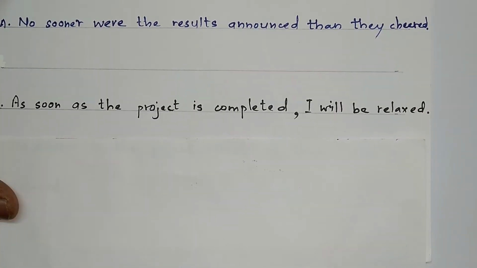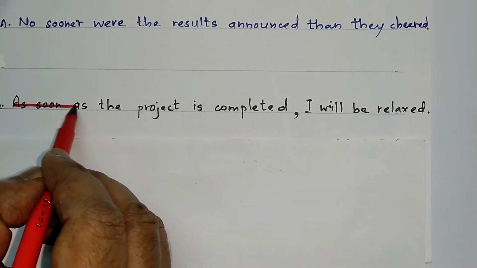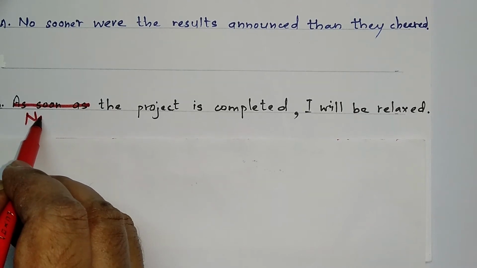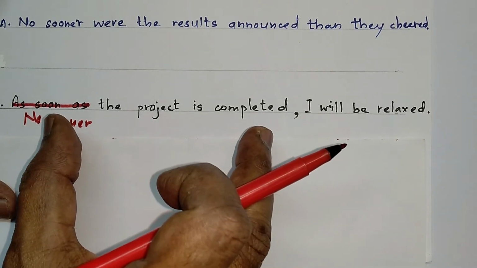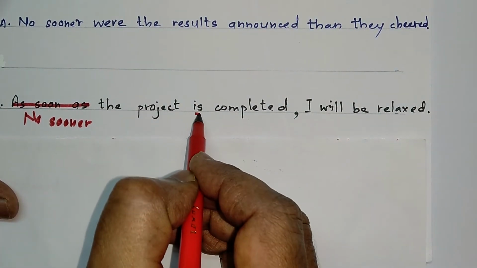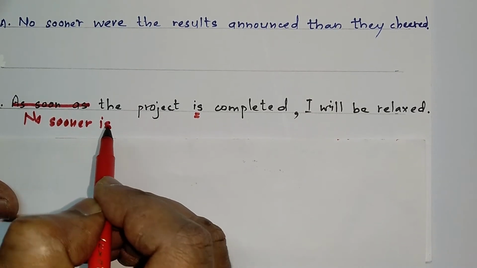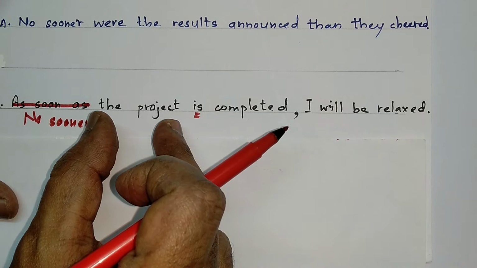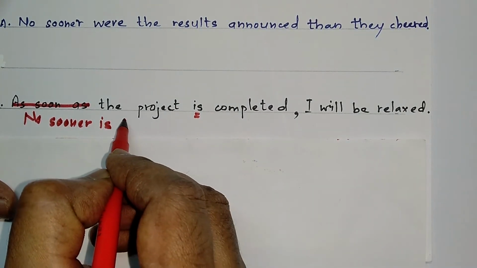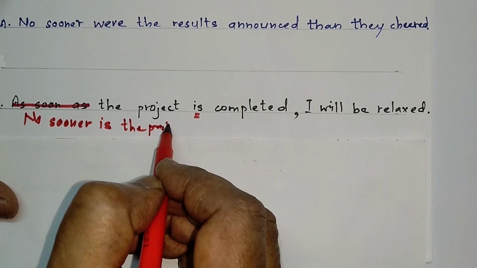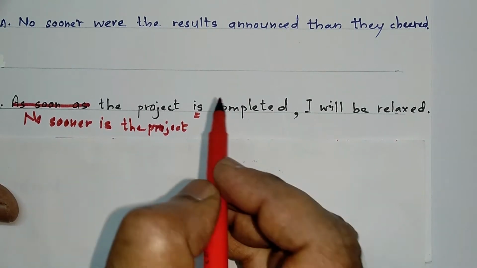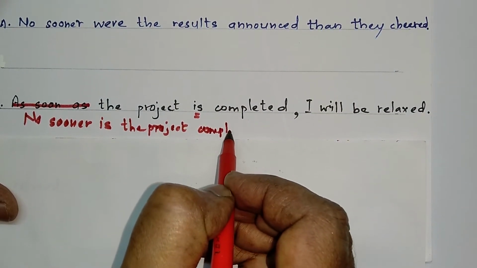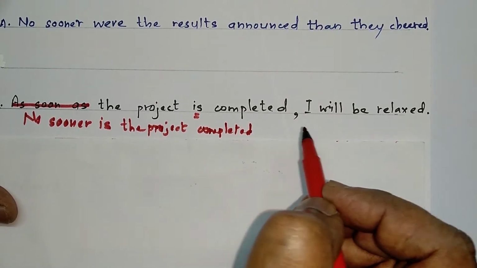As soon as the project is completed, I will be relaxed. We'll replace "as soon as" with "no sooner". Next comes the helping verb. The helping verb in the as soon as part of the sentence is "is", so we will add "is". Next comes the subject. The subject over here is "the project". Now whatever is present in the as soon as part, that you will add over here, that is "completed". Replace the comma with "than".